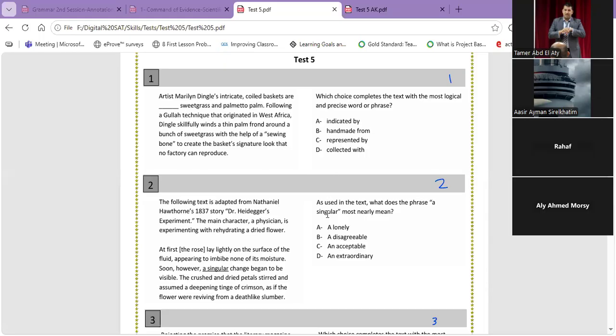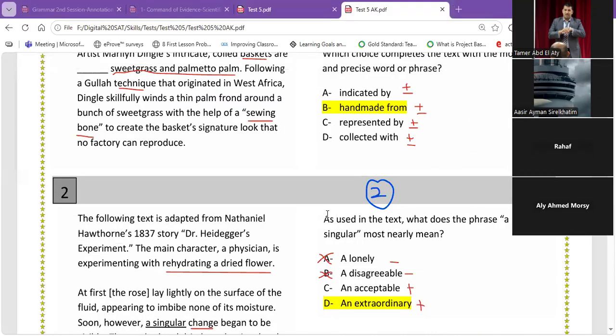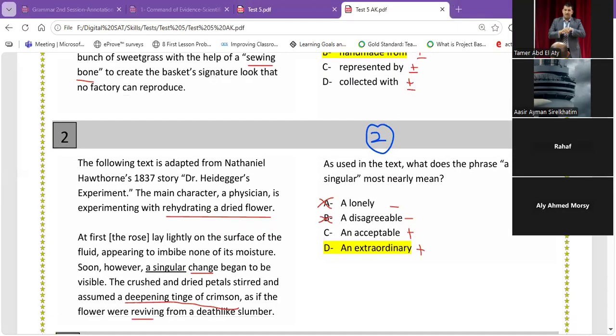Let's find together. Yasin Ahmed, concentrate with this one. Here he said, a lonely, negative; a disagreeable, negative; an acceptable, positive; an extraordinary, positive. So now we have 2 positive, 2 negative. Now let's go to the context clue to find if it's positive or negative. Then after that, find the answer.